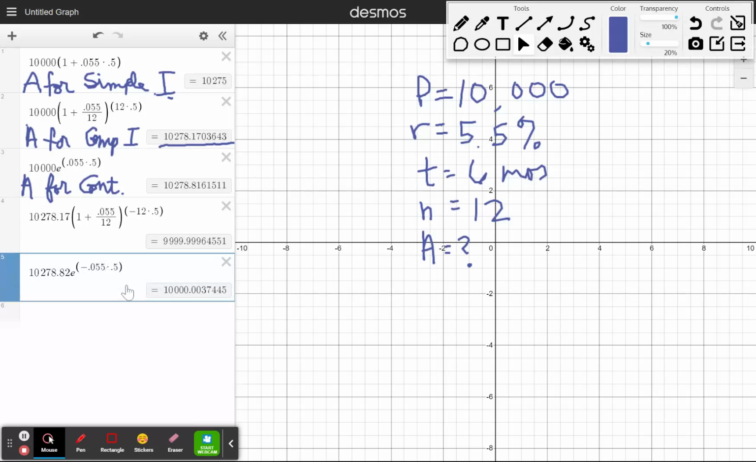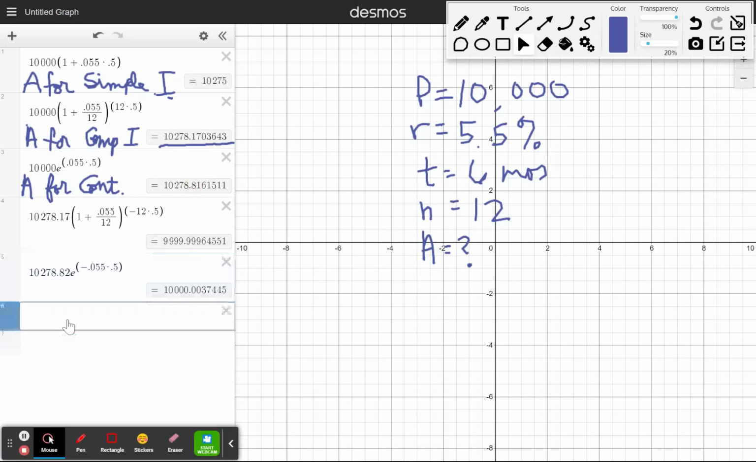Okay. So here we see our present value should have been $10,000. The principal we would need to earn $10,278.82 in half a year at 5.5% interest would have been $10,000. Okay, so again, please notice that on problem 4, when you plug into your formula, the A that you're using is the A that you found in part 2. On problem 5, the A that you're using is the A that you solved for in part 3.